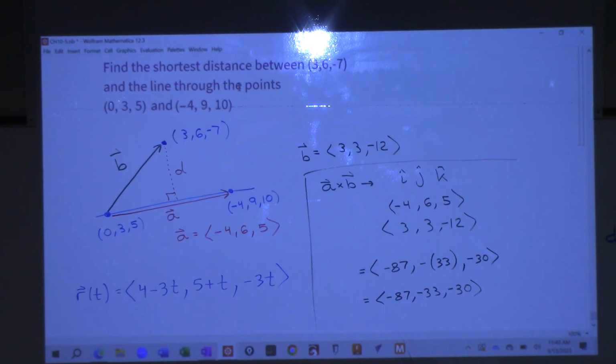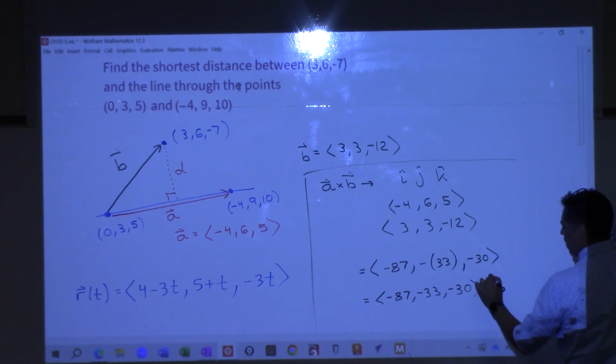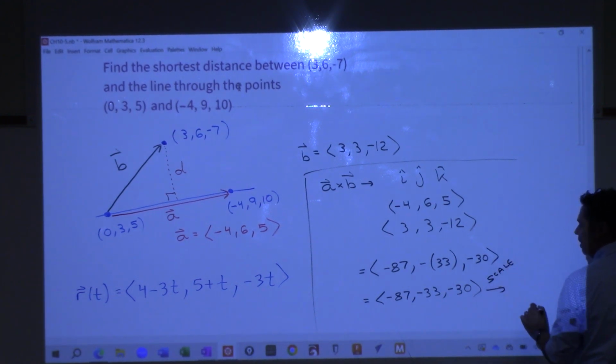Y'all all right? Yeah, you can. Yeah, you can do it by 3. What goes in there? 3? Oh. Anything more? No? Let's scale it then. We're going to scale it just to make our lives easier.